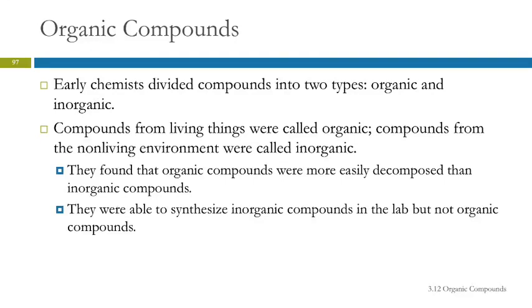Organic compounds. Early chemists observed that some chemicals come from living things and some come from non-living things. The chemicals that came from living organisms, plants, animals, etc., were called organic compounds. Those that came from rocks and water and things like that were called inorganic. They found that the organic compounds were more easily decomposed. You could burn them, it was pretty easy to destroy them.